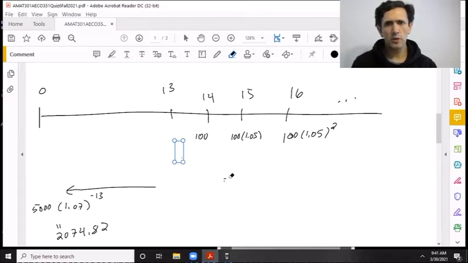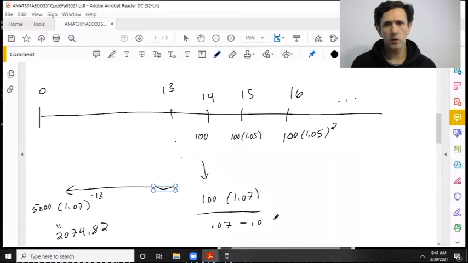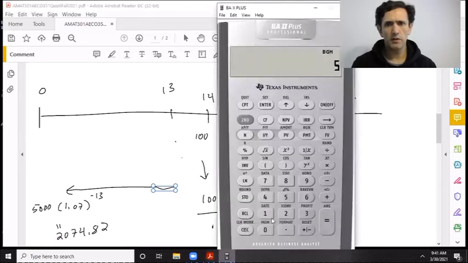So if you do want to do it at t equals 14, that's fine. The formula here would be 100 times 1.07 over 0.07 minus 0.05. And so here, this is going to be 5,000 times 1.07, which is 5350.